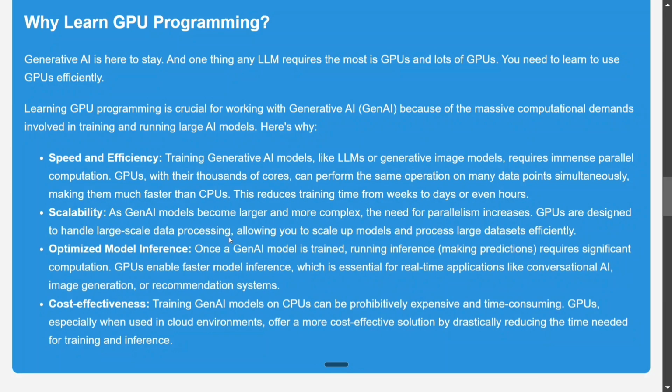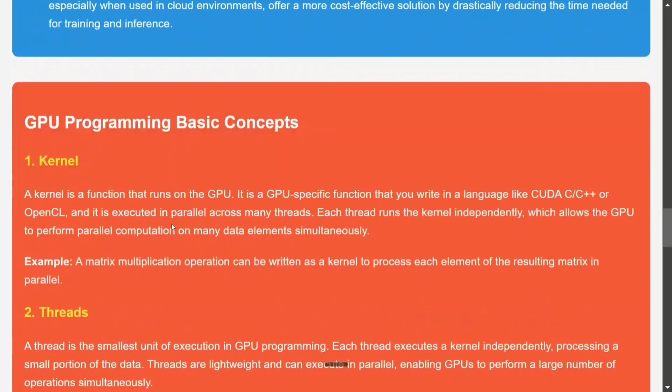Optimized model inferencing. Once the model is trained, how do you run inference in an optimized way so that it uses all the power that you have? It should not be the case that you have 8 GB of GPU, but the model is just using 4. Talking about cost effectiveness, training generative models on CPU can be very, very expensive and time consuming, so you can't go with CPUs in that case. GPUs, especially when used in a cloud environment, provide a cost effective solution. So to reduce your training cost, you need to use your GPUs to the highest end, and that is why GPU programming is a must.